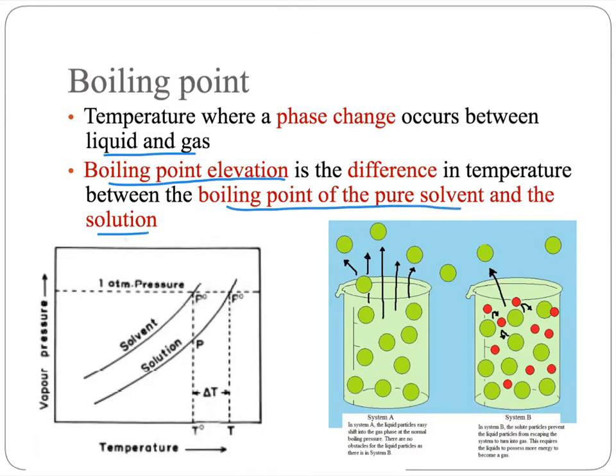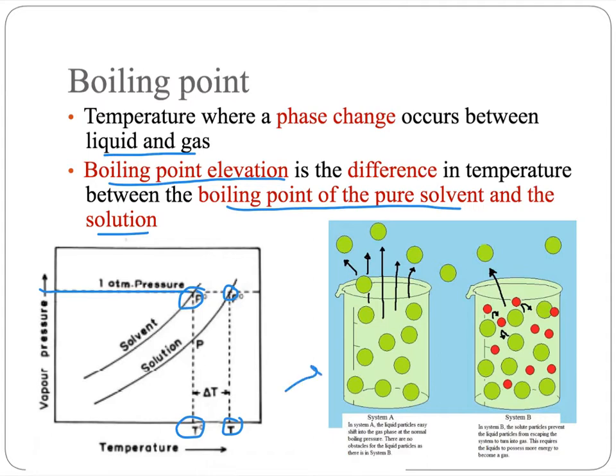solution. Boiling points are dependent on pressure, on vapor pressure, which is determined by atmospheric pressure. So we need to look at the boiling point at a particular pressure. So at 1 atmospheric pressure, our solvent boils at this temperature. So temperature is on the horizontal axis on this chart. And our solution boils at this temperature, at a higher temperature.